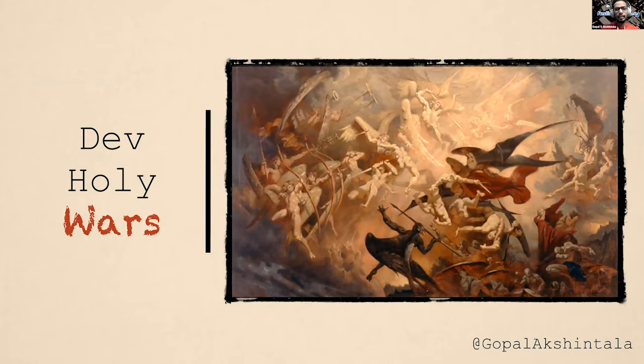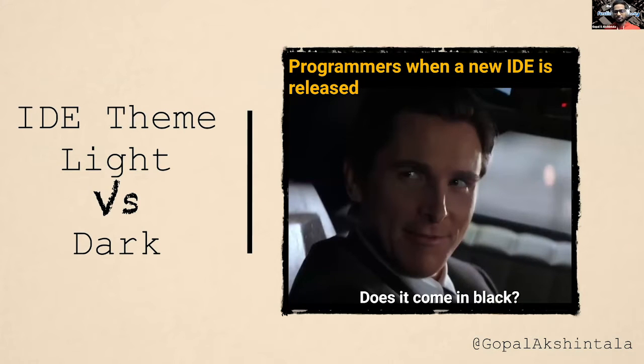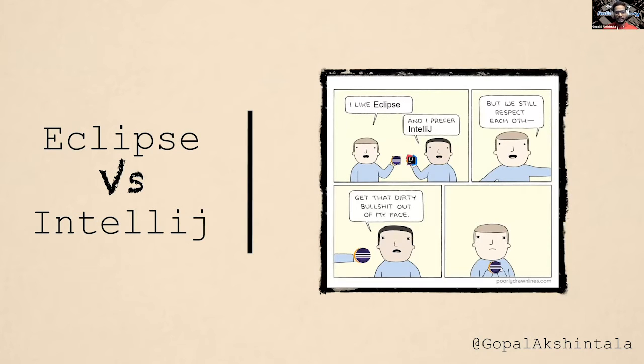So the first one in my list is IDE light versus dark theme. I see this war quite predominantly, especially these days when dark themes are on the rise. I used to like light themes, but not until I bought my 32-inch monitor did I understand the value of dark themes. And Eclipse versus IntelliJ, this is pretty predominant on our floor. People who use IntelliJ feel that's the ultimate IDE and any other IDE doesn't matter, and vice versa with people who use Eclipse.